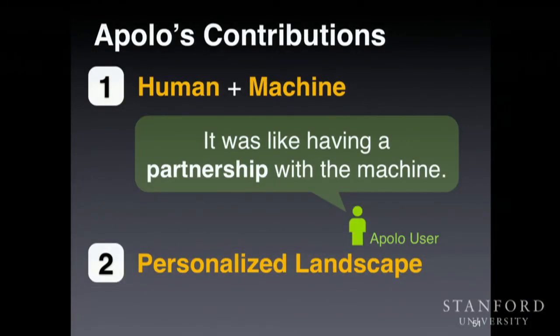So a quick recap of Polo's contribution. The first thing is that it's a very intuitive way for people to work with the machine. One of the Polo users actually commented on that. He's doing things that he would do anyway, and now there's this added benefit of getting automatic suggestions while he's doing the categorization.